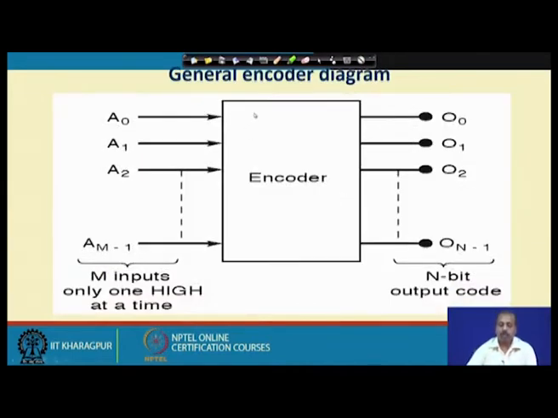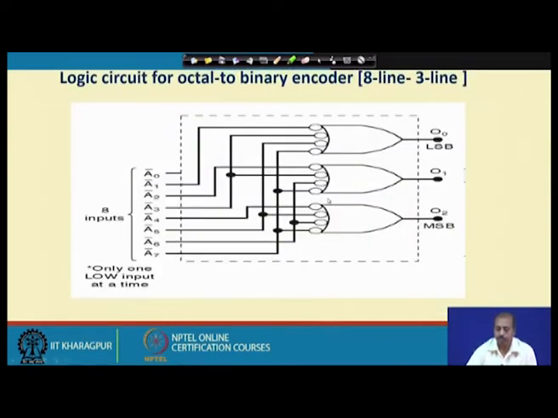So, this is the block diagram. We have A0, A1, A2 up to A m minus 1 as input lines, that is, there are m input lines, out of which only one is high at a time. At the output side we have O0 to O n minus 1, so n output lines. That will be identifying which of these m inputs is high. That is the encoder functionality.